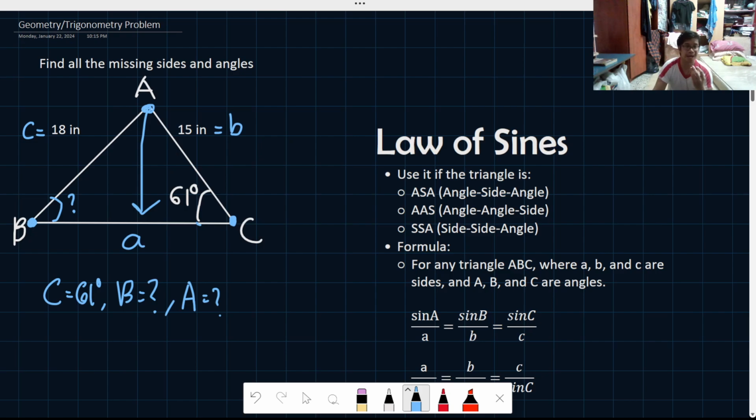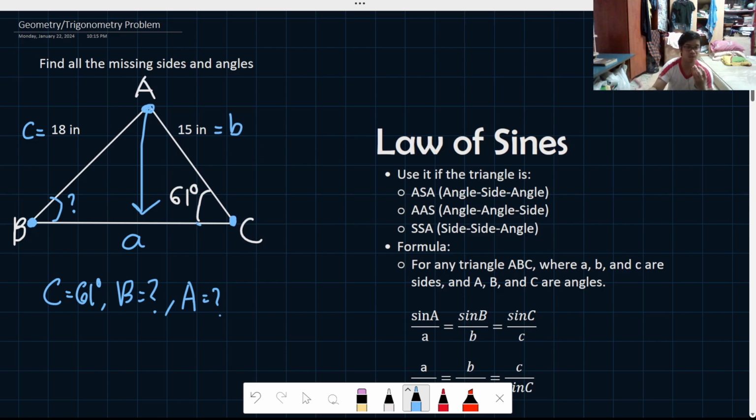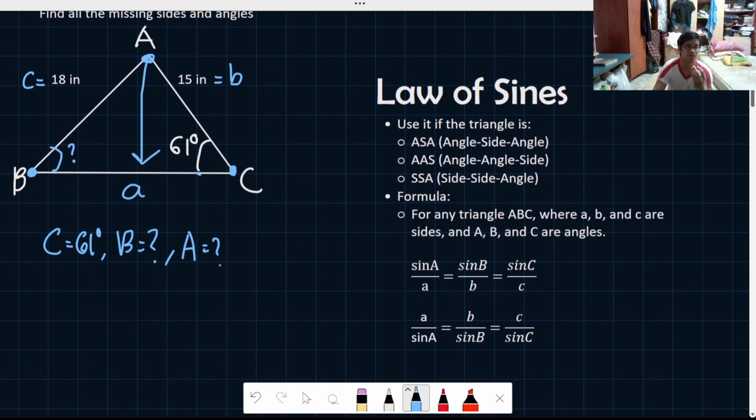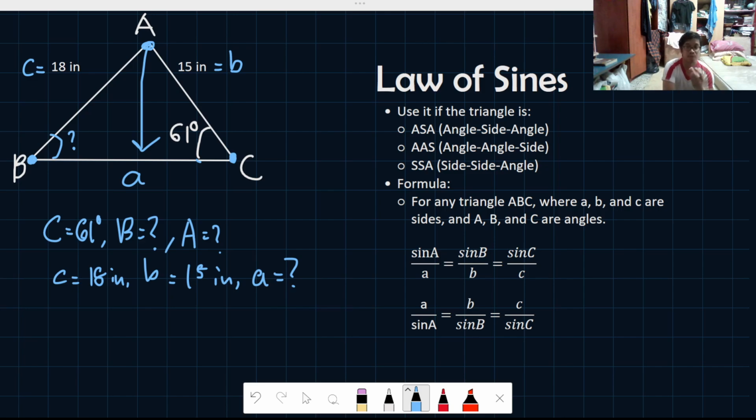So now we know our small letter b, c, and a, and capital A, B, and C. All right? So let's put the given. We have the angles, 61 degrees. B and A are missing. So for the sides, small letter c is 18 inches. Small letter b is 15 inches. And lastly, small letter a is missing. With that, we know already the label of each part of the triangle.